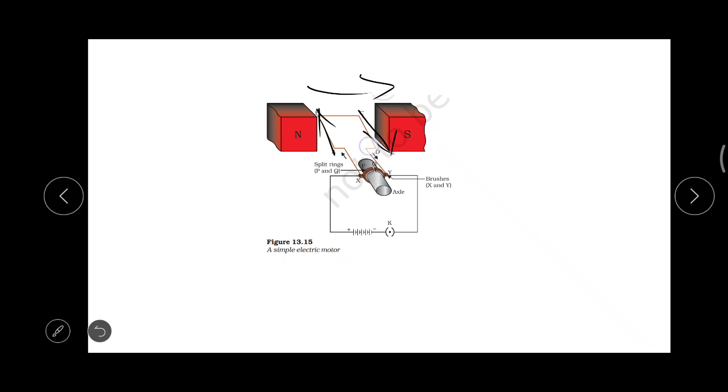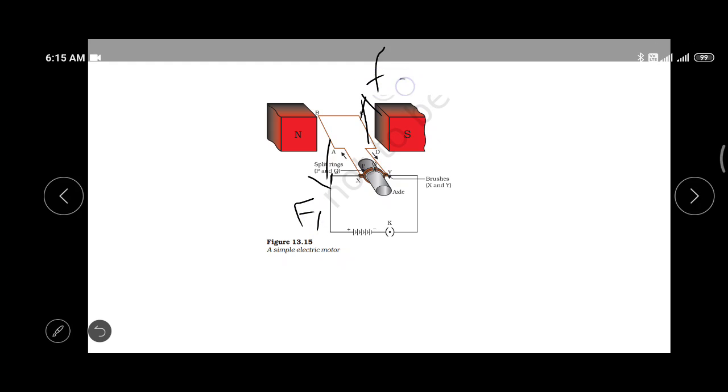Here, applying Fleming's left hand rule, we can see the action of the force will be upward. So here it is downwards, and on the opposite side it is upwards. And you can see, along with the axle, the coil is free. The coil can rotate freely. So as a resultant of these two forces, F1 and F2, what will happen?